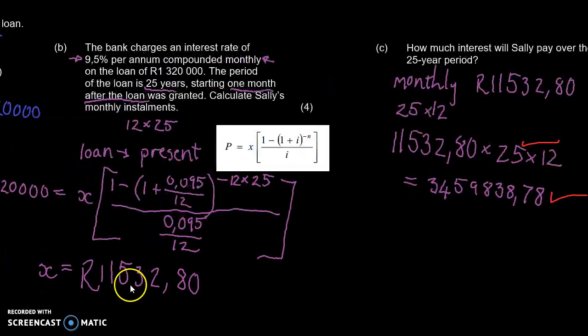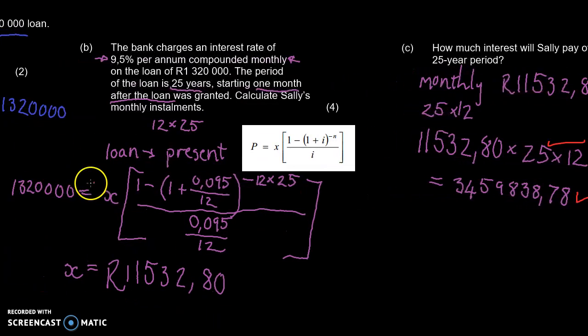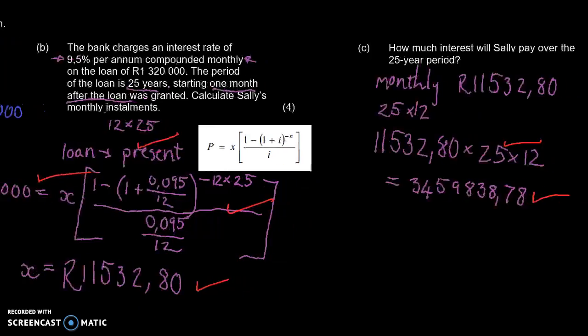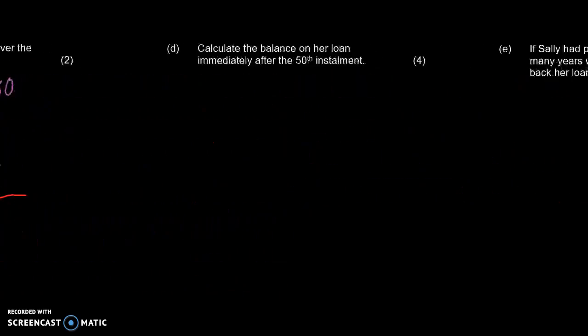Let's go back to over here. You've got 4 marks. You're going to have 1 for choosing the right formula, 2 for substituting, and 1 for your answer. But let's go across to this side. Calculate the balance of her loan immediately after the 50th installment.